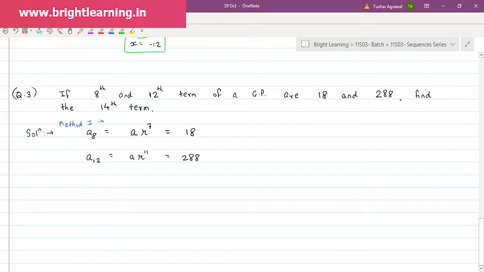Now a r raised to 7, a r raised to 11. Don't think of subtracting them. Now we will do the division. Here the only difference between AP and GP is that in AP we are mainly dealing with the operations of plus and minus. In GP, we are mainly dealing with the operations of multiply and divide. So on dividing, A12 upon A8 is equal to a r raised to 11 upon a r to the power 7. This is equal to 288 upon 18.